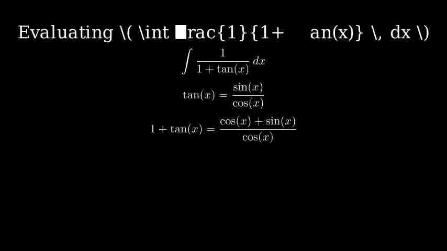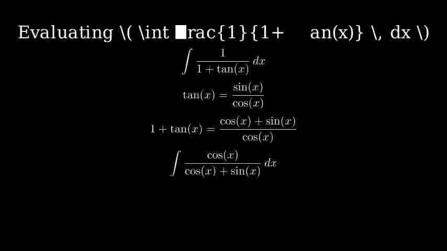Now, the integral becomes 1 over cosine of x plus sine of x all divided by cosine of x, which simplifies to cosine of x divided by cosine of x plus sine of x. This makes it more apparent how we can substitute. By setting u equals cosine of x plus sine of x, the numerator becomes the derivative. Cosine of x minus sine of x times dx becomes du.